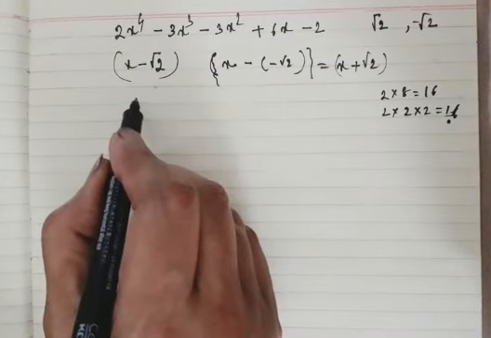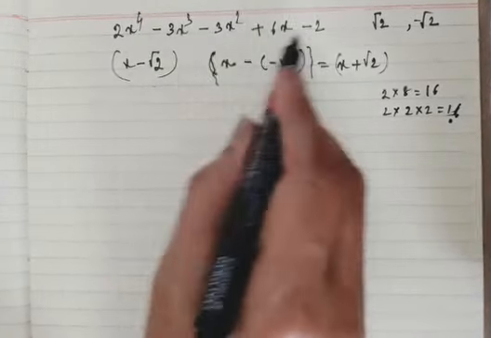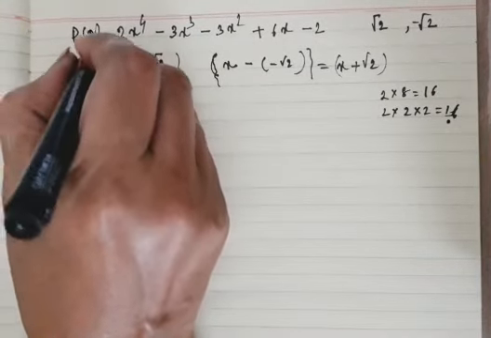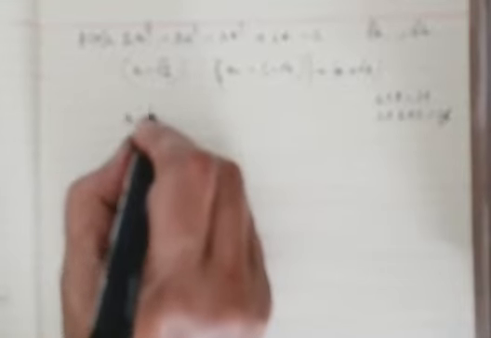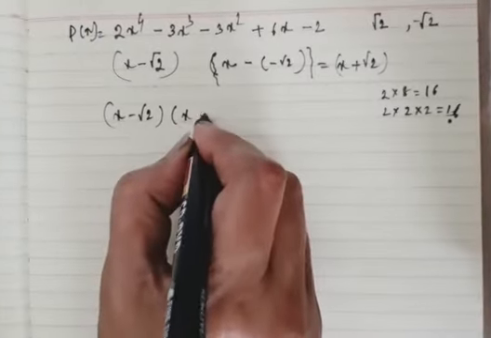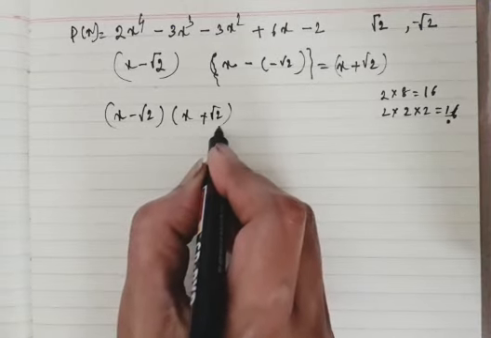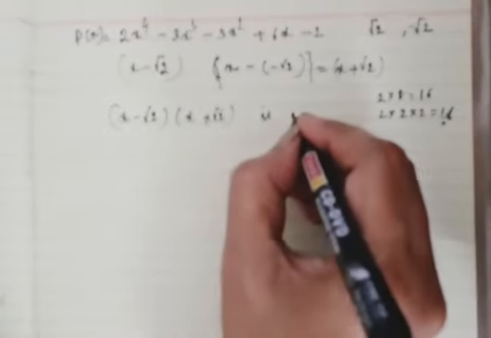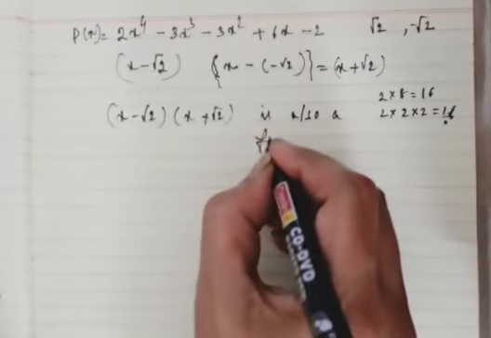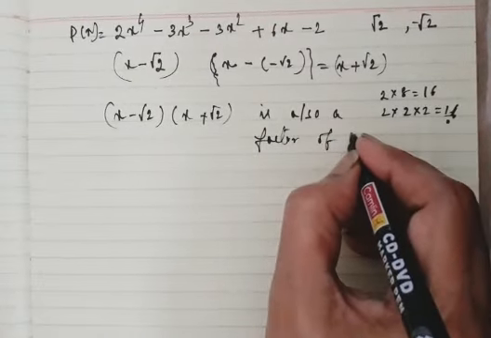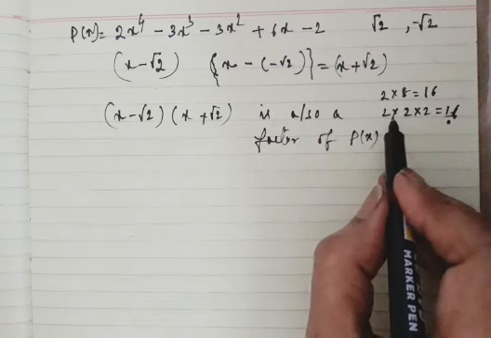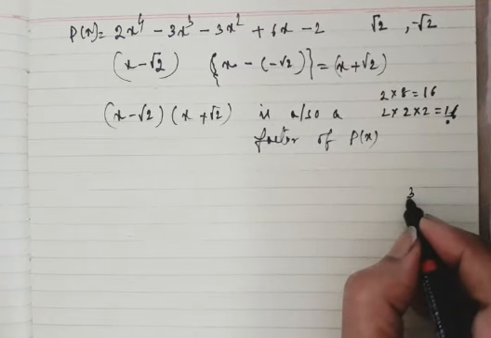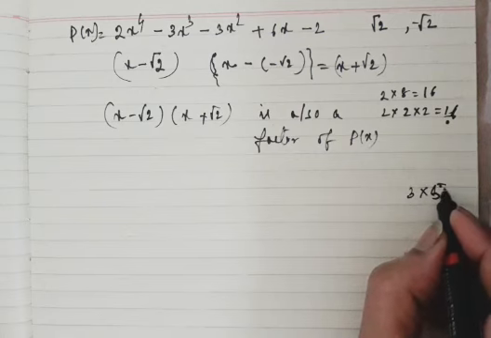Similar concept here you see, x minus root 2 is a factor of this polynomial. x plus root 2 is also a factor of this polynomial. So we can say x minus root 2 into x plus root 2 is also a factor of p(x). I hope you understand, because you see, suppose I write 3 into 5 equal to 15.